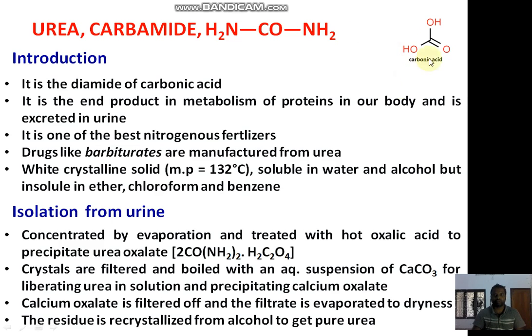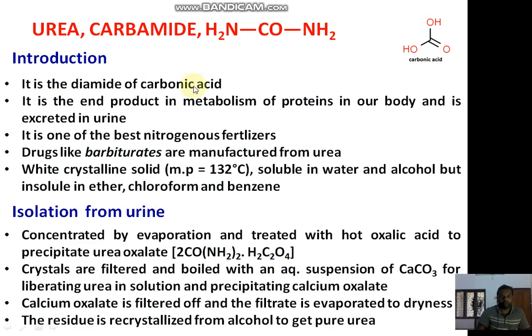This is the structure of carbonic acid, H2CO3, that is the molecular formula. In carbonic acid, two of the OH groups have been replaced with NH2 groups, and that is the structure of urea. So the first derivative we will discuss is urea, or carbamide.